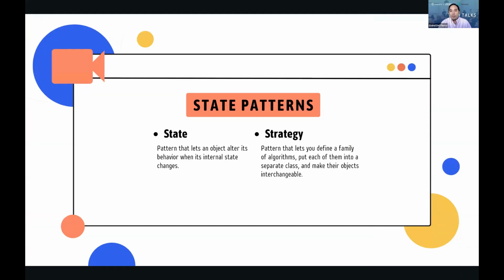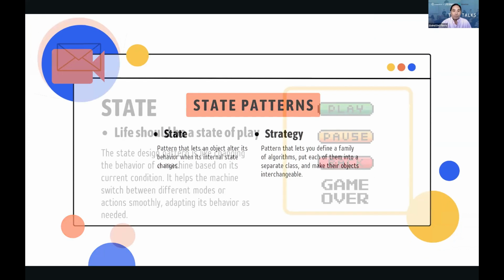The state design patterns are architectural patterns that provide solutions for managing the state of an application in a structured and maintainable way. They include the state pattern, which lets an object alter its behavior when its internal state changes, and the strategy pattern, which lets us define a family of algorithms, put each of them into a separate class, and make their objects interchangeable.